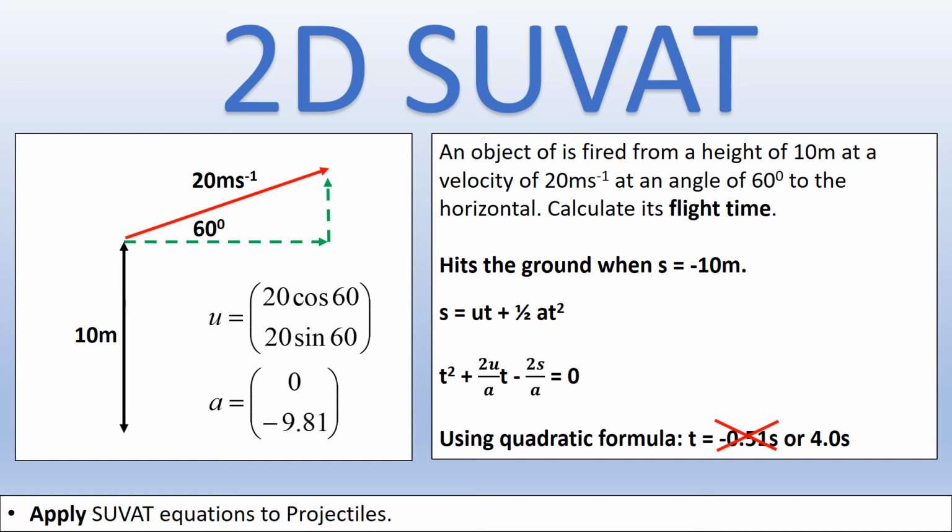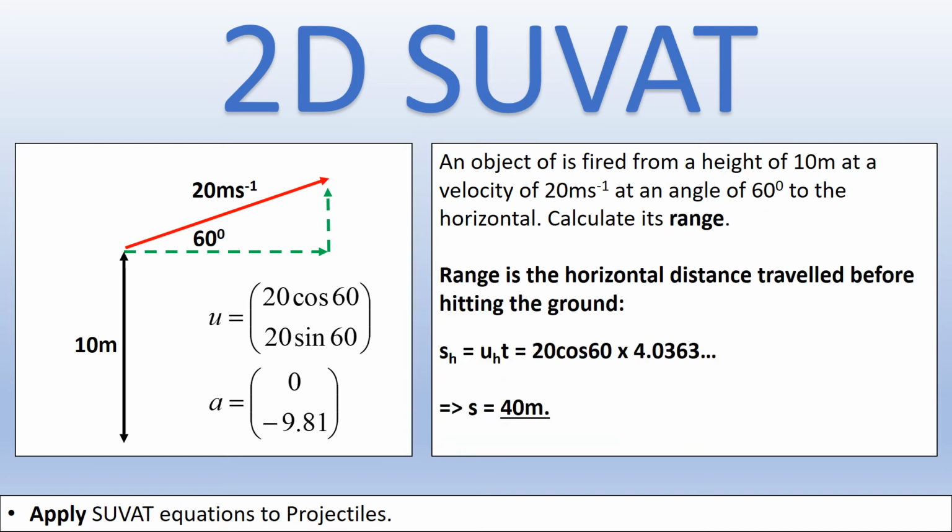So that's flight time. Another thing you might be asked is to calculate the range of the object, which is the horizontal distance it travels before hitting the ground. So just like in the previous ones, we've ignored horizontal components and only focus on the vertical ones. In this one, we only focus on the horizontal ones. We don't really care about the vertical ones.